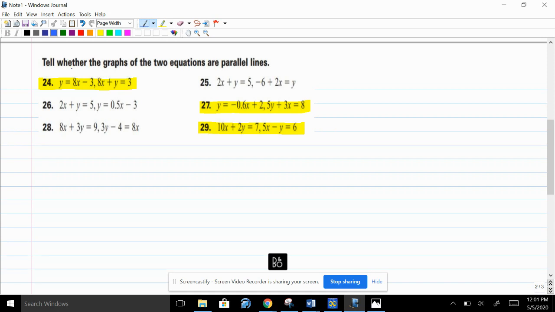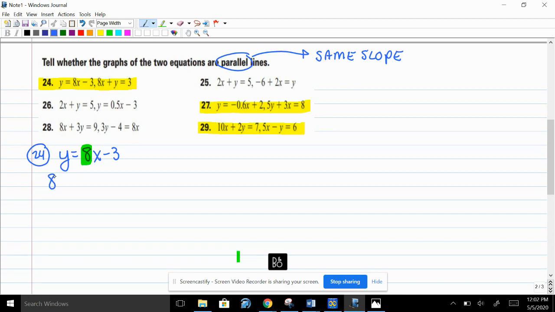It says, tell whether the graphs of the two equations are parallel. We see the word parallel, so we are looking for lines that have the same slope. If we take a look at number 24, that first equation, y is equal to 8x minus 3, they did us a favor there because they put it in slope-intercept form, which means 8 is the slope.